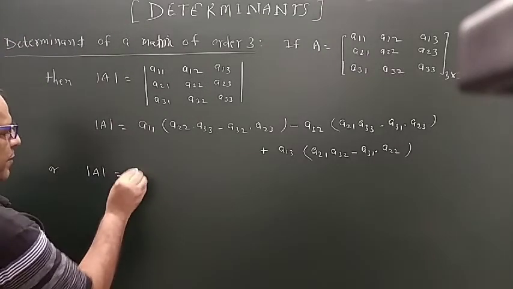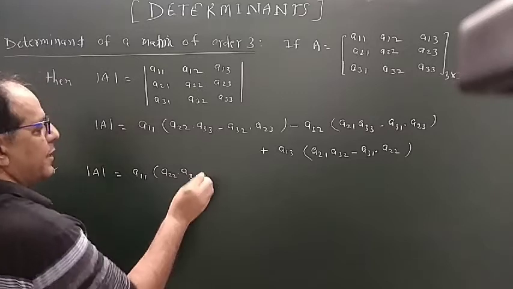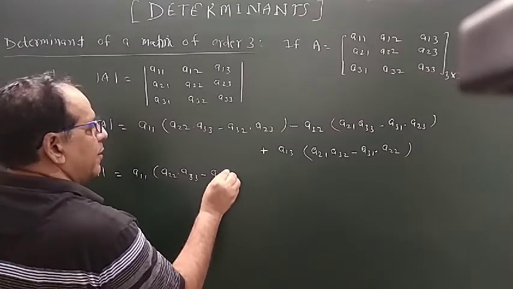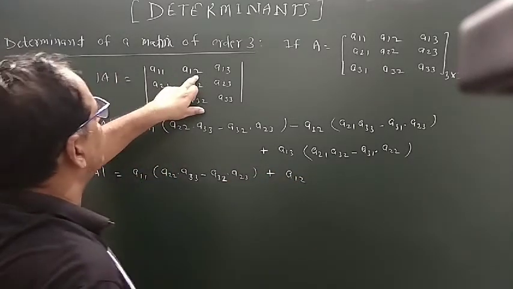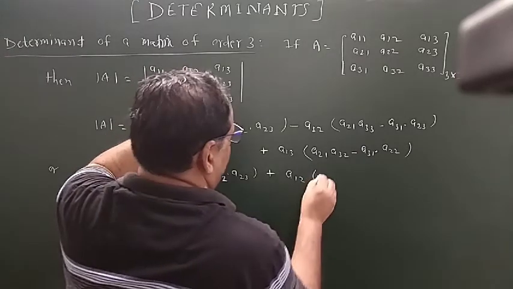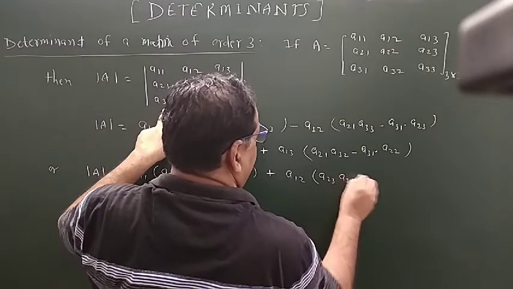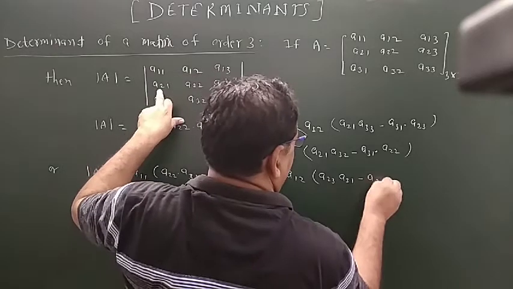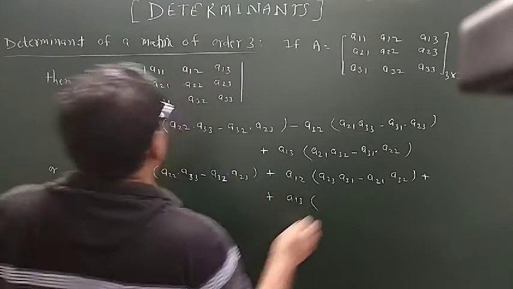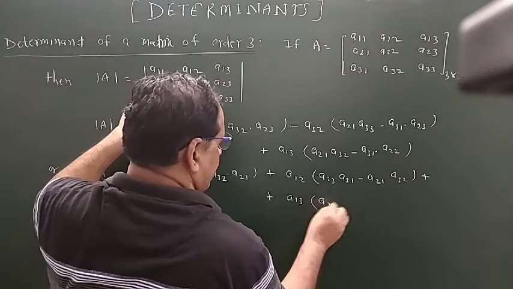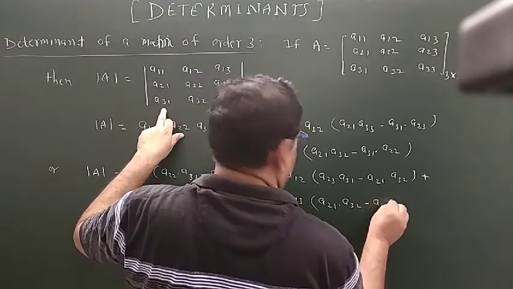Or this can also be expanded as determinant of A equal to a11 (a22 a33 minus a32 a23) plus a12, if we take the positive sign with this term, then we have (a23 a31 minus a21 a33), plus the final a13 with the same sign (a21 a32 minus a31 a22).